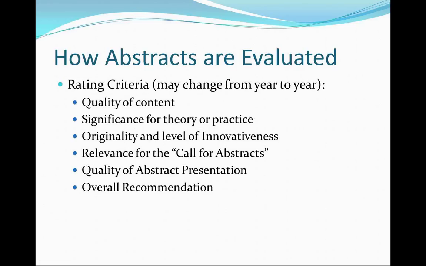This is the list of the rating criteria that the reviewers see when they look at your abstract and what they're using to evaluate it. The quality of the content, the significance for theory or practice, the originality and level of innovativeness, the relevance for the call for abstracts, the quality of the presentation, and then they are allowed to provide an overall recommendation.